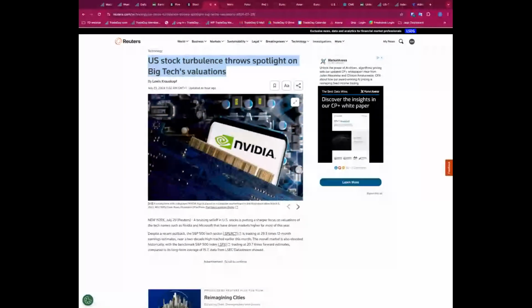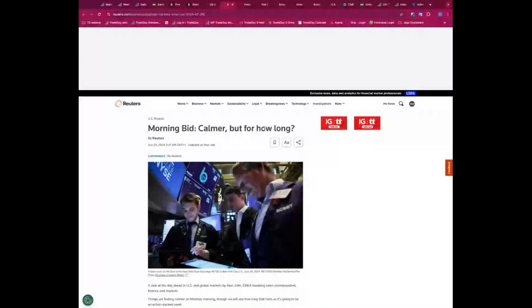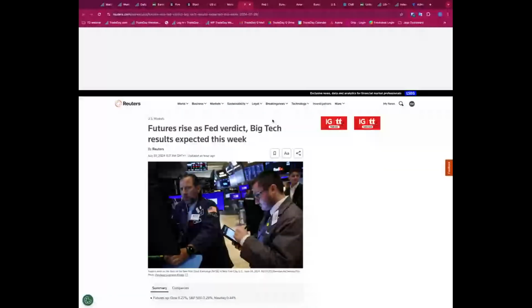With Google, aka Alphabet, selling off and Tesla selling off already last week, it's going to be really important how these four of the Magnificent Seven that we get coming out this week perform. That's going to be really key to potentially how we perform throughout the summer on a bigger picture view on stocks. Calmer, but for how long? With markets obviously starting to rebound at the moment, it's all going to be about big tech, futures rises, Fed verdict, big tech results expected.